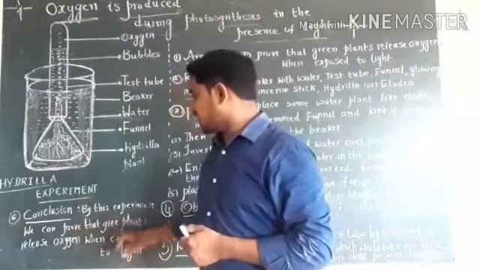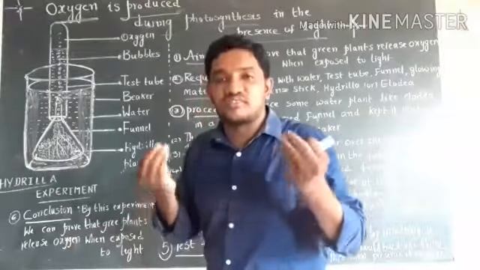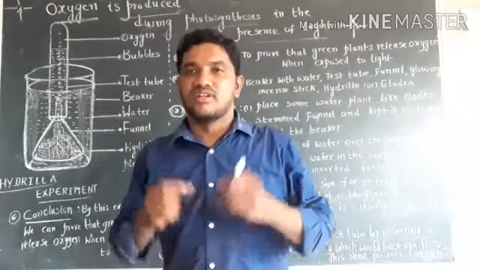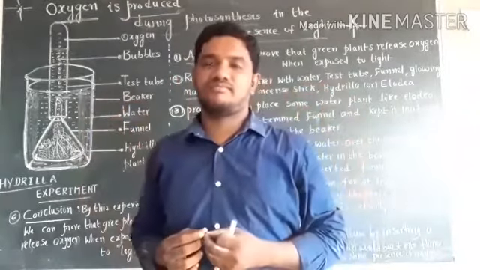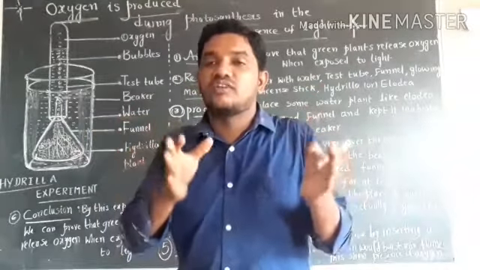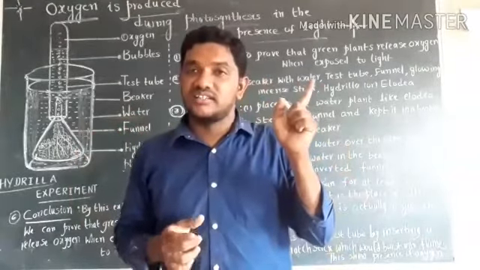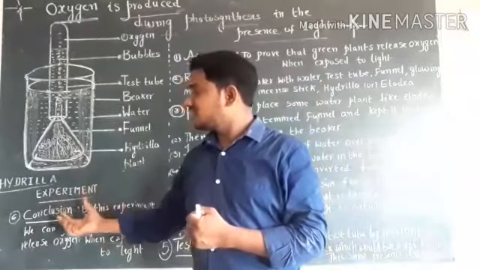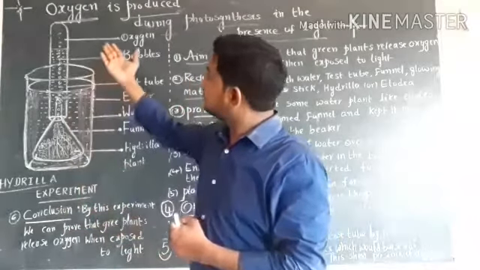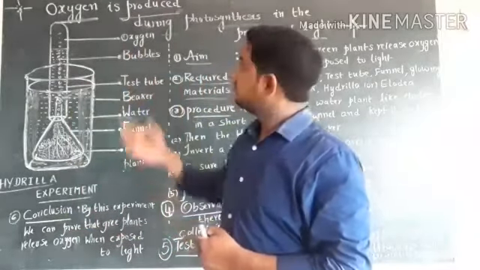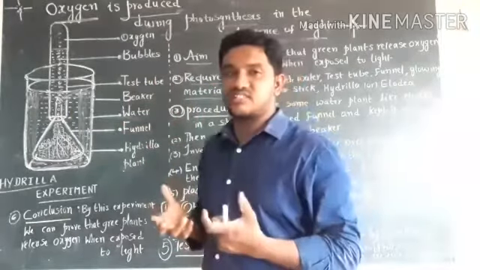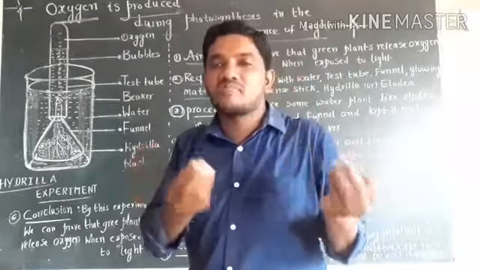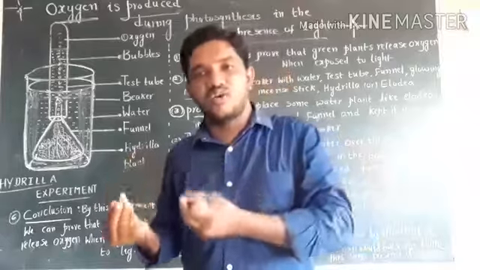By this experiment, we can prove that green plants release oxygen when we expose them to light. Sunlight is necessary. In the presence of sunlight, oxygen is released. If there is no sunlight, there is no release of oxygen. So this is the experiment showing that oxygen is produced during photosynthesis in the presence of sunlight. This is the hydrilla experiment. We use water plants like hydrilla or elodea.